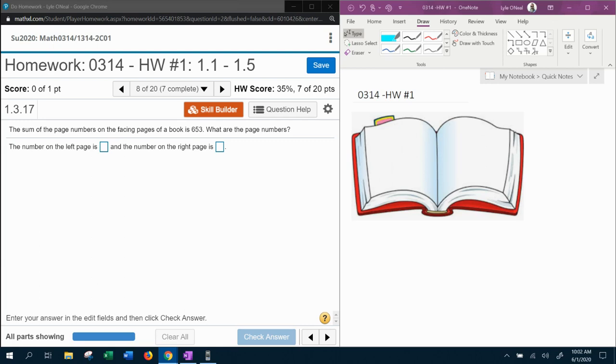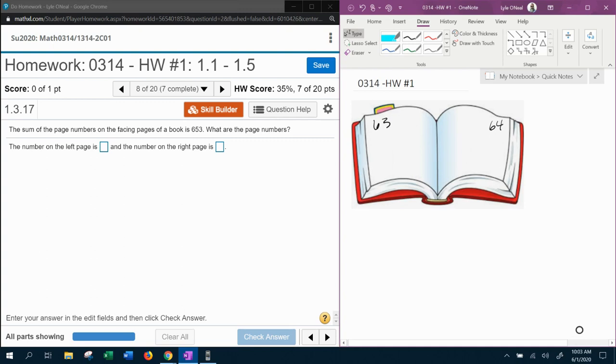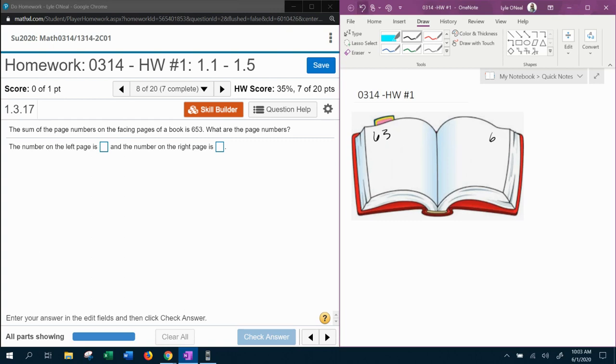And so what I've done is I've copy and pasted a picture over here to help illustrate this, okay? So remember that if you have an open book here, the page numbers are going to be consecutive. So if this was page, let's say 63, then on this page, this would be 64. Those page numbers are going to be one after the other. And so we know that the sum of these two numbers is going to have to be 653. Obviously, the answer is not 63 and 64.